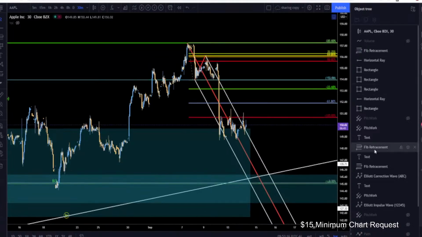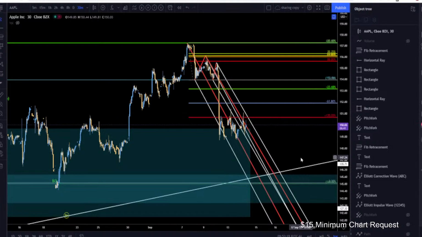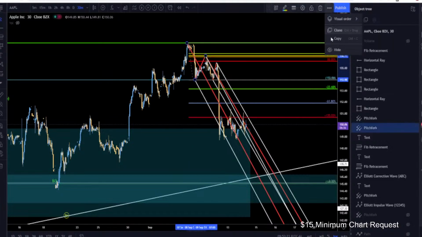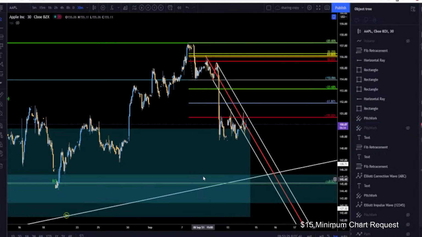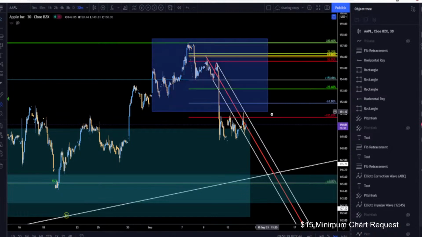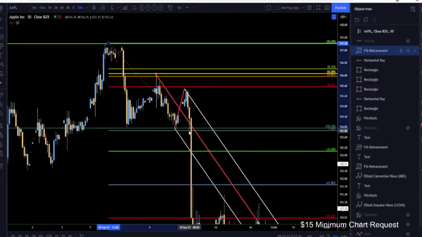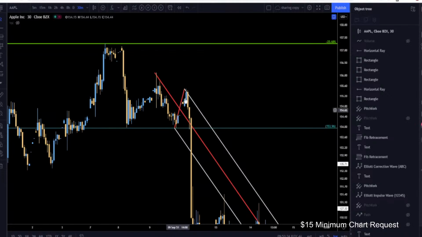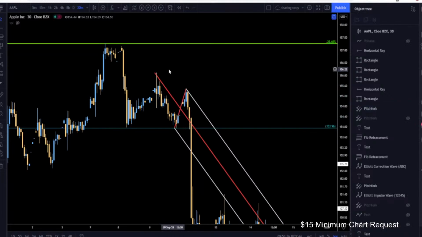Oh, we got an inside. I'm going to hide this one just so I can see that one. Well, he's really getting down to it. Okay, so why would he do that? Why would he do that? Let's get it tight. Right on there.